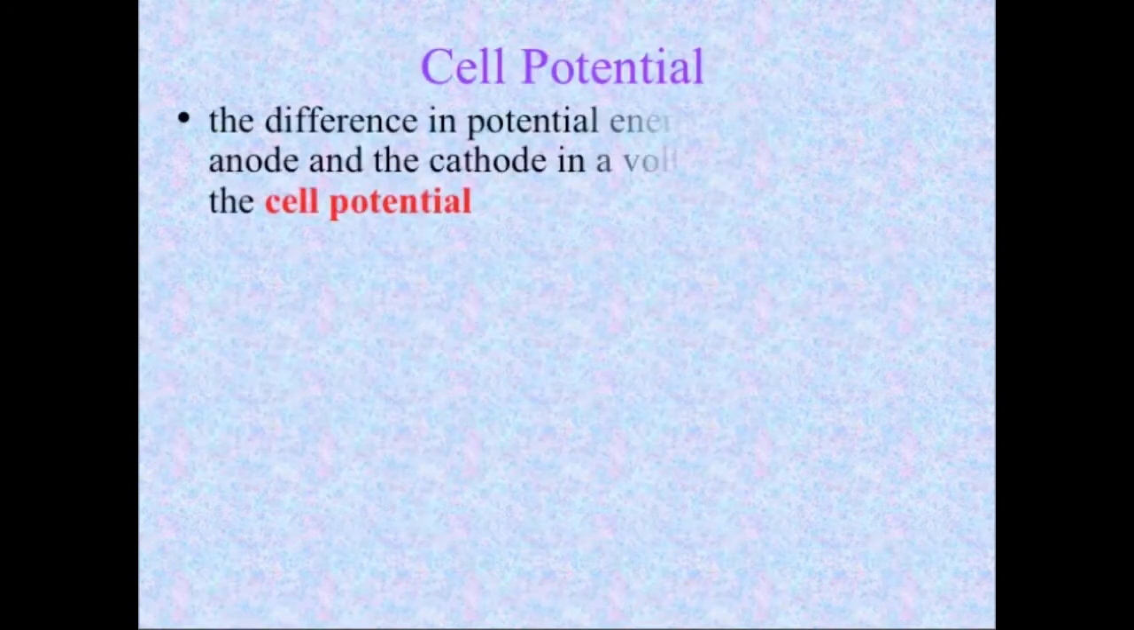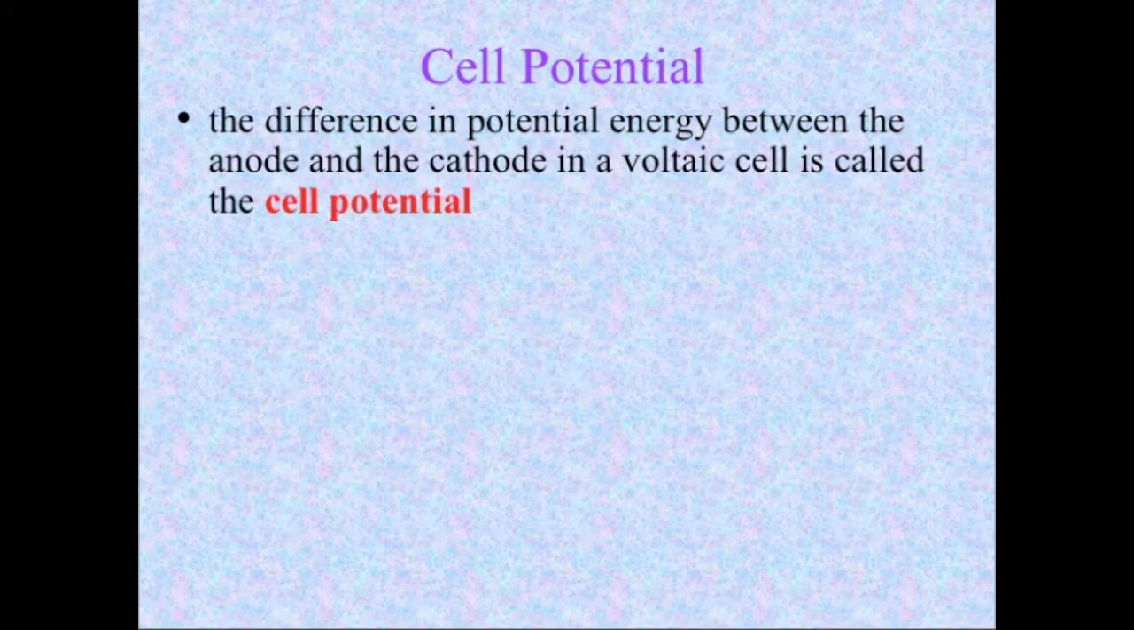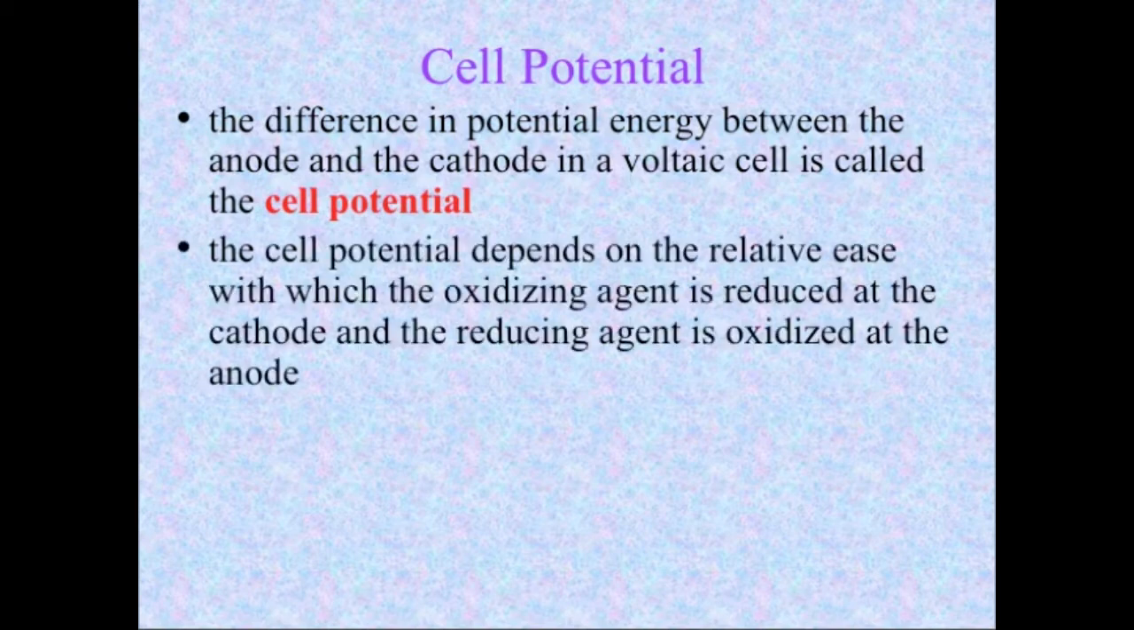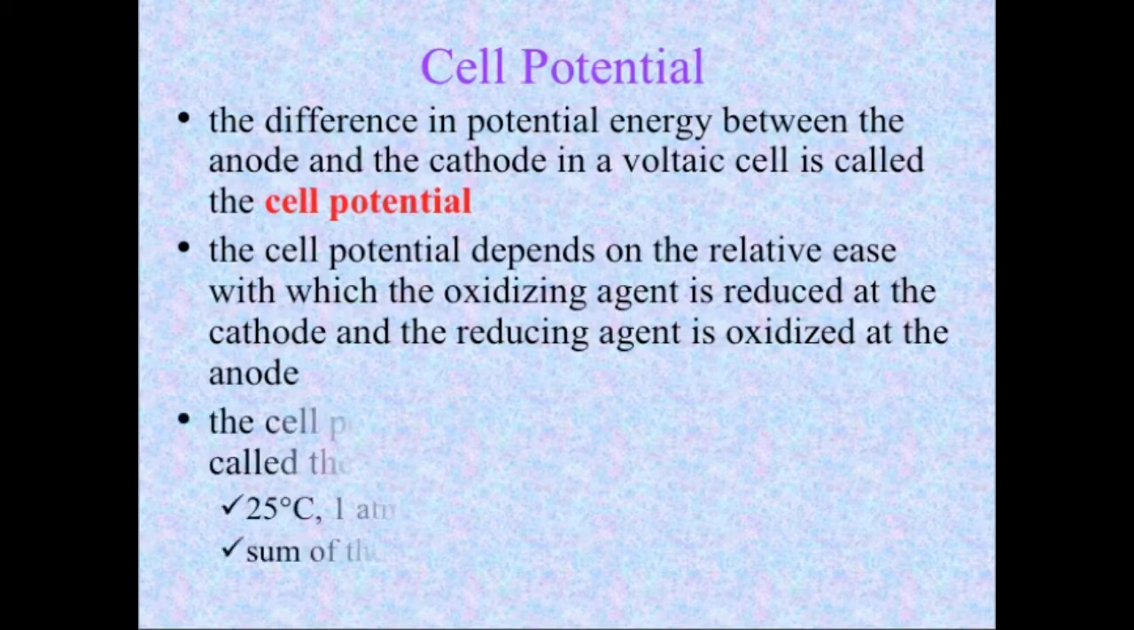Cell potential. The difference in potential energy between the anode and the cathode in a voltaic cell is called the cell potential. The cell potential depends on the relative ease with which the oxidizing agent is reduced at the cathode and the reducing agent is oxidized at the anode.